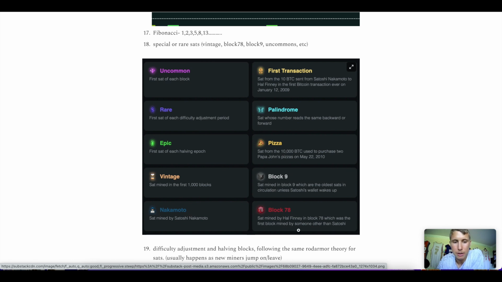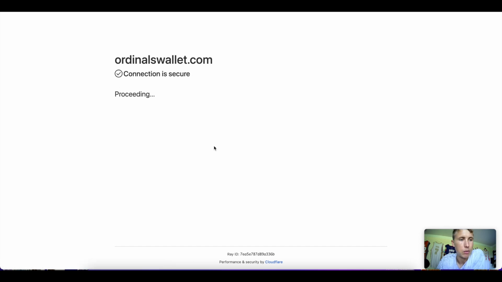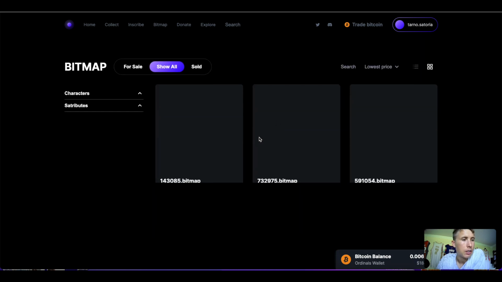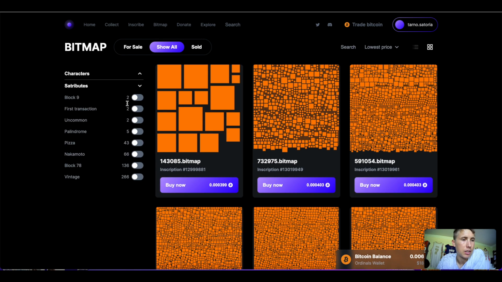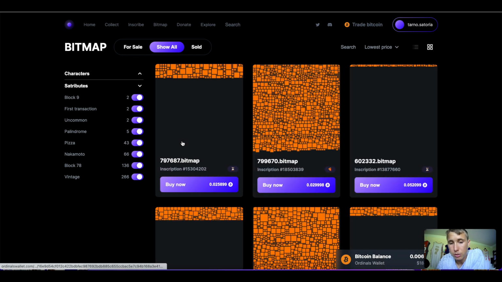You got block 9, block 78. You can pause the video if you want the list of all this stuff so you can go pick out your own bitmaps, whatever. But if we open up the bitmap and click on this, you can see here you can filter based on sattributes. So if I want to do block 9, first transaction, all these, vintage, and we're going to pop these in. And I'll show you exactly what this looks like.